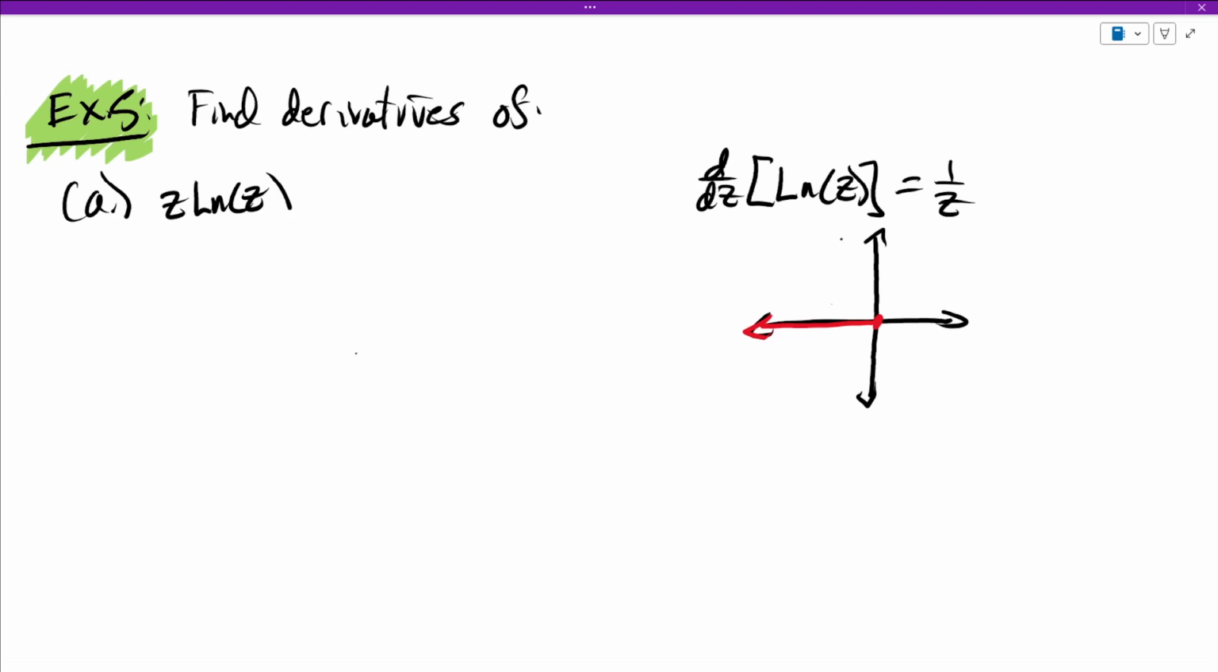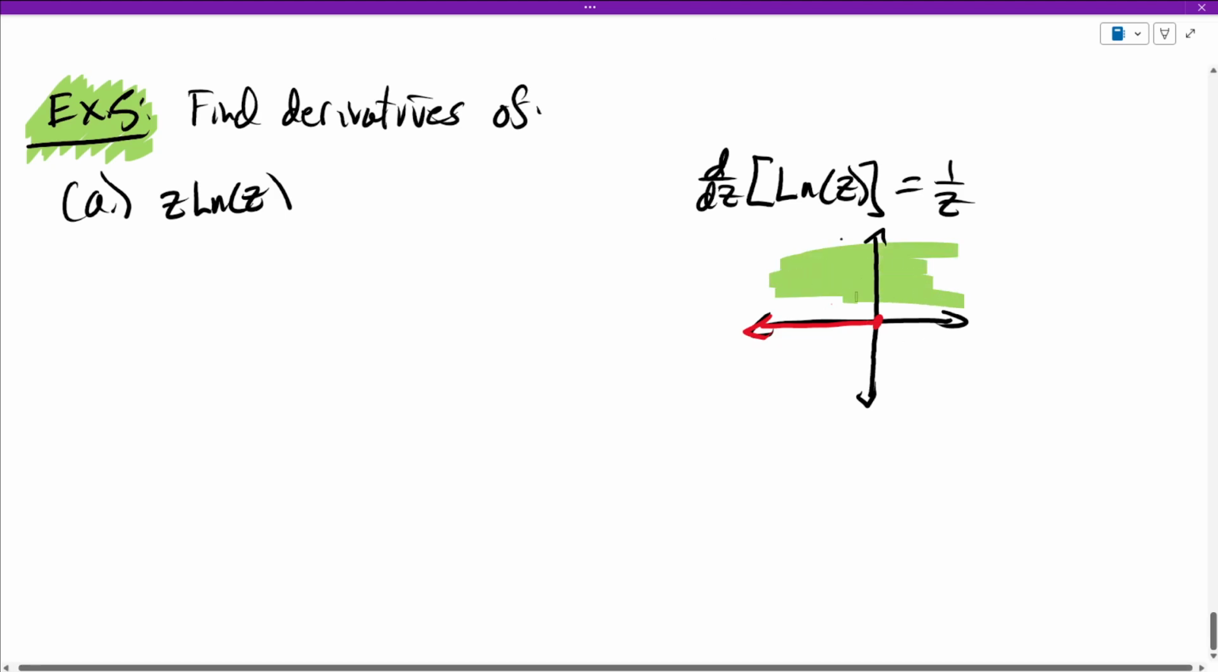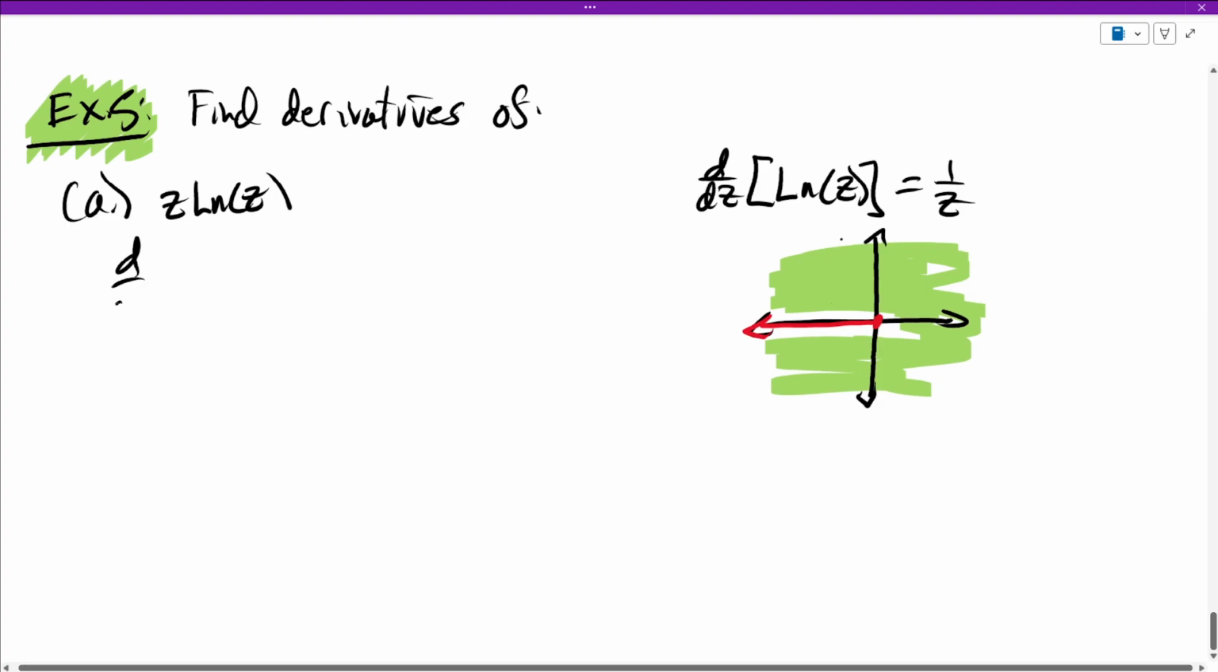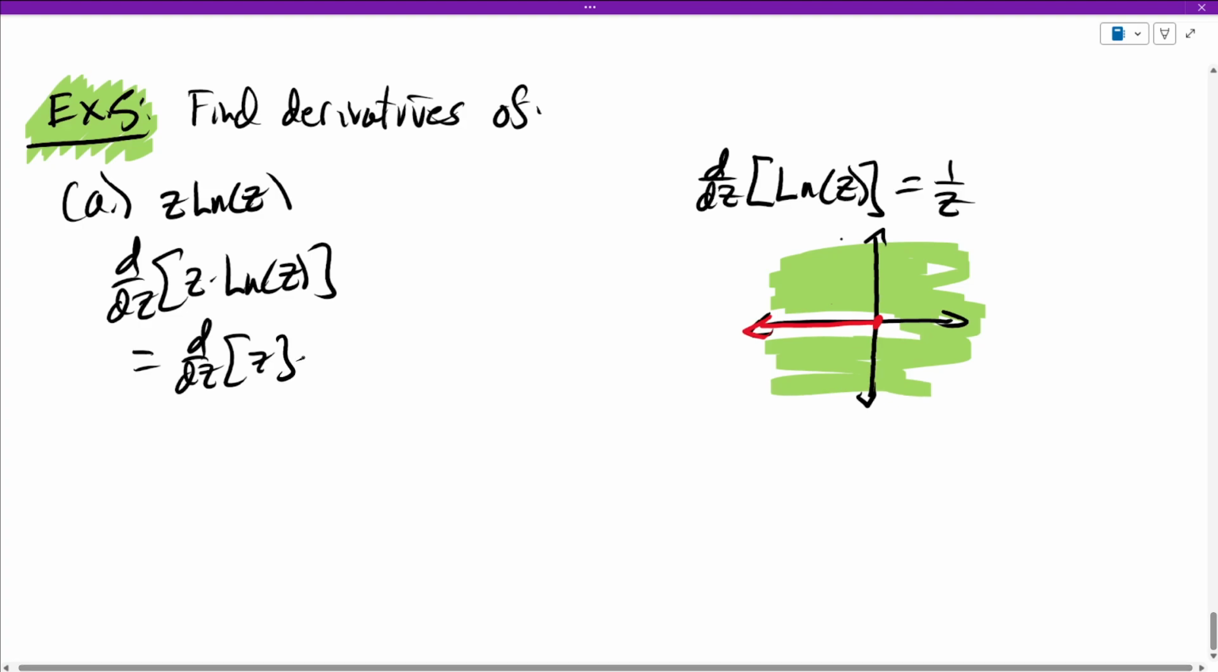All right, but nevertheless, the green area is where it's okay, and it's okay at most points. And here the derivative exists, and it exists at all those points, so it exists at nearby points. So this is an analytic function. And so what we have is a product of analytic functions. And so to compute the derivative of that product, we use the product rule. So that's the derivative of our first guy times the second plus our first times the derivative of the second.